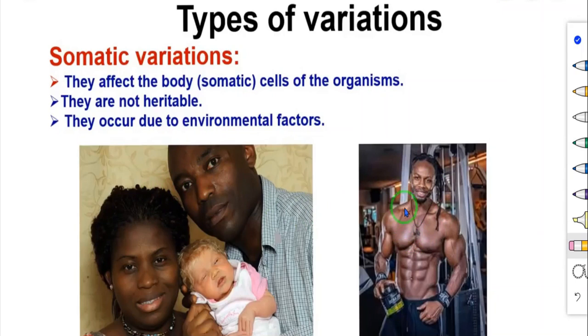The second one: because of continuous practice, this person got a six-pack body. He's a wrestler. He got the six-pack body, but this body character cannot be transmitted to the next generation. Okay, so these are somatic variations. They occur due to environmental factors, and these characters cannot be transmitted from one generation to the next generation.